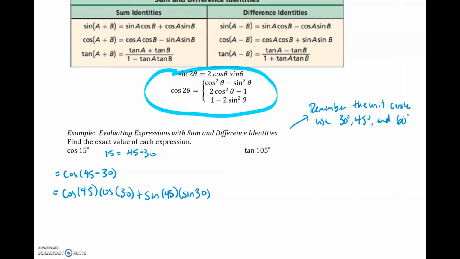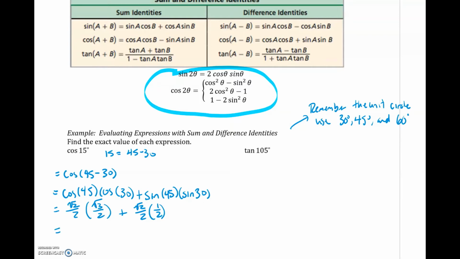Now I'm going to look at my unit circle to remember what cosine 45, cosine 30, sine 45, and sine 30 are. Of course, if you have this memorized, you can go ahead and write it in. Cosine 45, if you remember, is square root 2 over 2. Cosine of 30 is square root 3 over 2. Sine of 45 is square root 2 over 2, and sine of 30 is 1/2. And now we can go through and simplify and get an exact numerical answer.